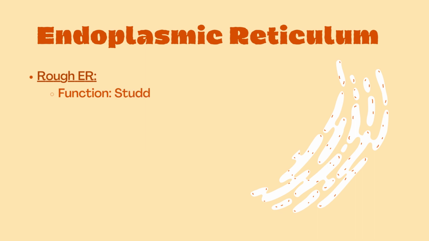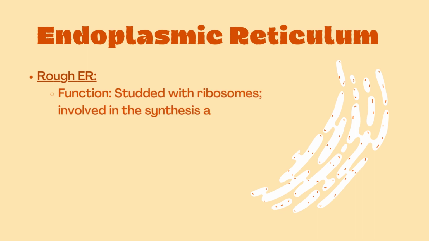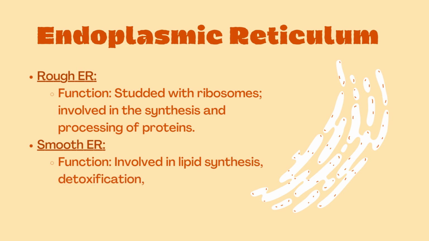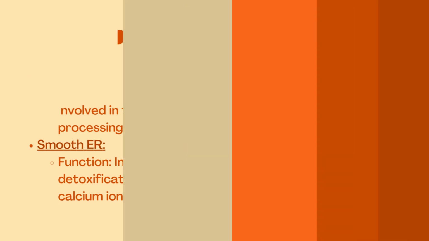Endoplasmic reticulum. Rough ER. Function: studded with ribosomes, involved in the synthesis and processing of proteins. Smooth ER. Function: involved in lipid synthesis, detoxification, and the storage of calcium ions.